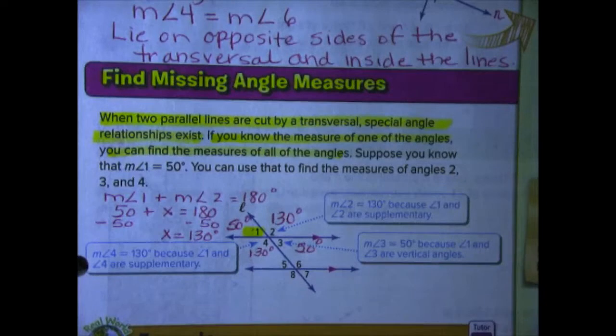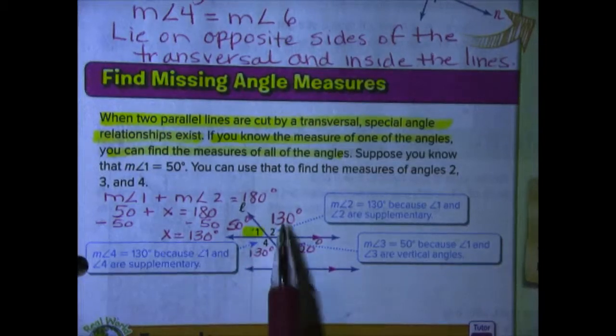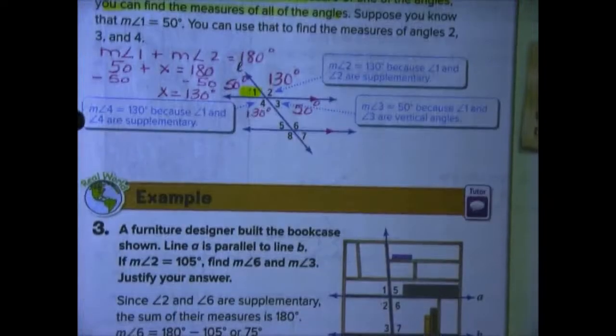You're going to have two different measurements anytime this happens. You're going to have most often an acute angle and an obtuse angle, and each acute angle will have the same measurement and each obtuse angle will have the same measurement. Let's take a look at the example below.